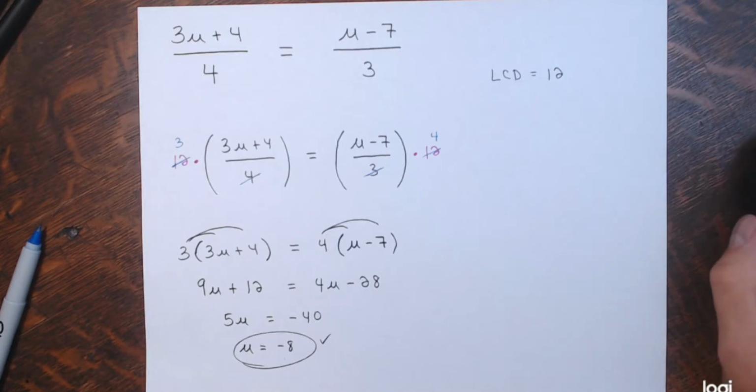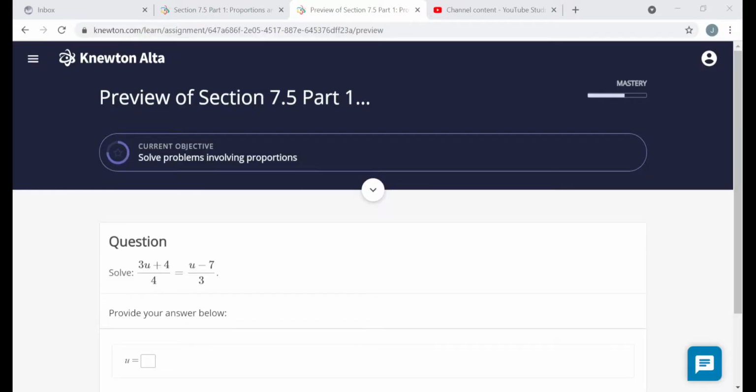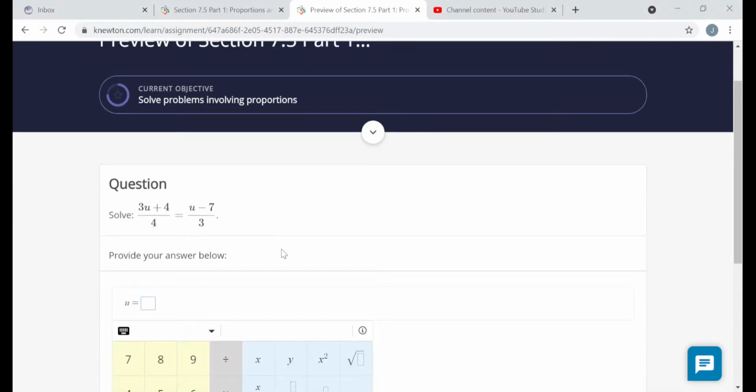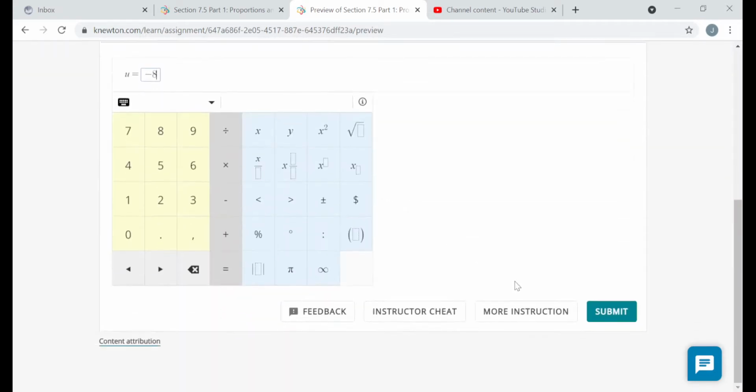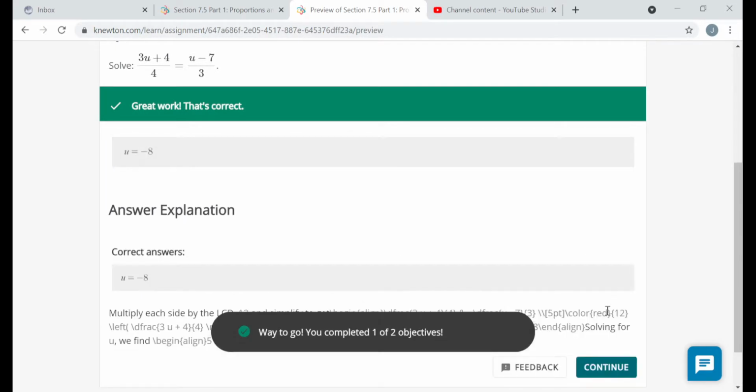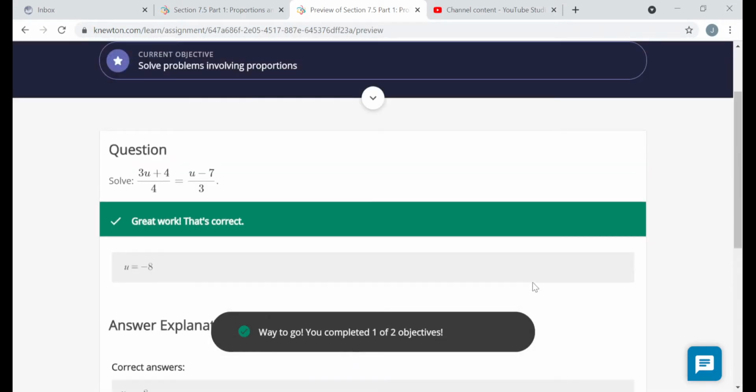So no different than any other rational equation. Find the LCD, multiply both sides by the LCD, and that'll get rid of the denominators, and then you solve the resulting equation, and of course check your solution. My solution was u equals negative 8. Great, and that's it for the proportion.